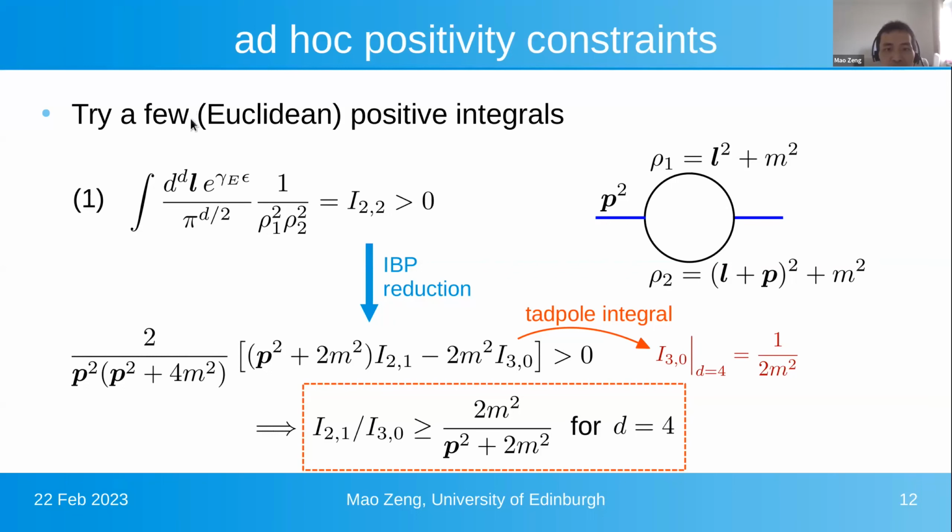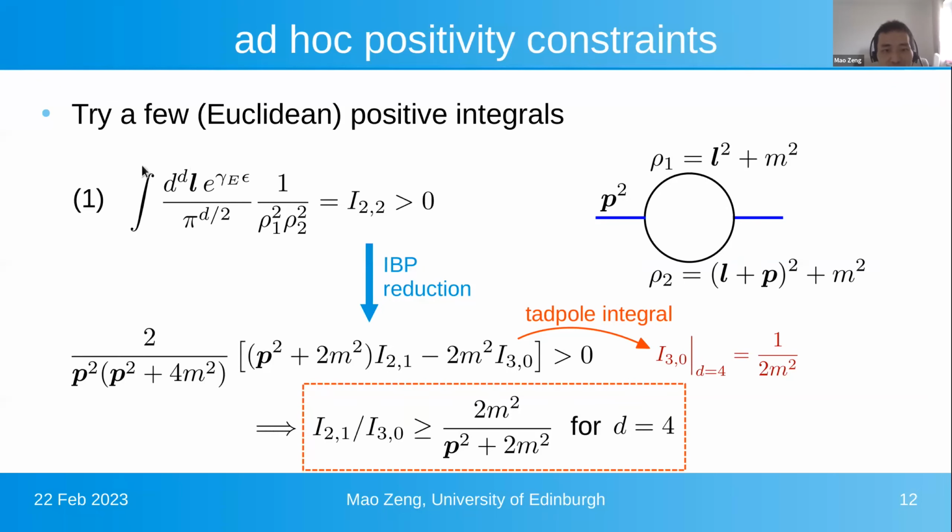By performing IBP reduction, integration by parts, in short, this turns into a linear combination of one bubble integral I2,1 and one tadpole integral I3,0.